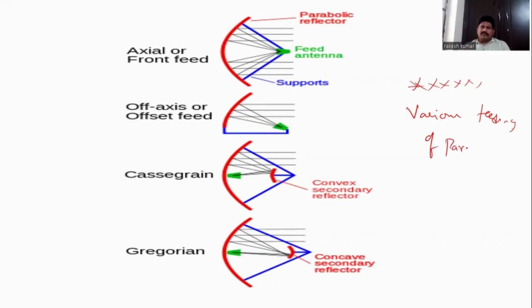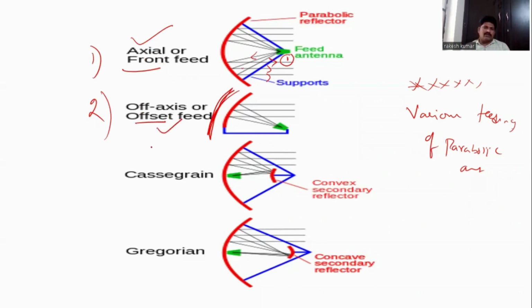Parabolic antenna. The first one is axial feed or front feed. Here only one antenna, the primary antenna, is there. All the rays fall on this reflector and move like this, so they will form this. The first one is axial or front feed. The second one is offset feed. Only half of the reflector will be available, so this is called offset.